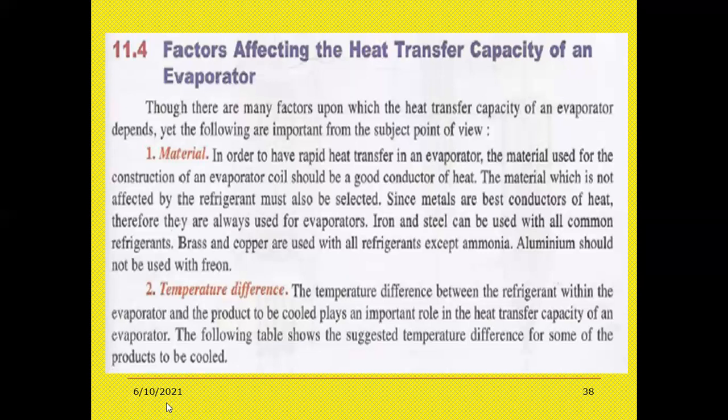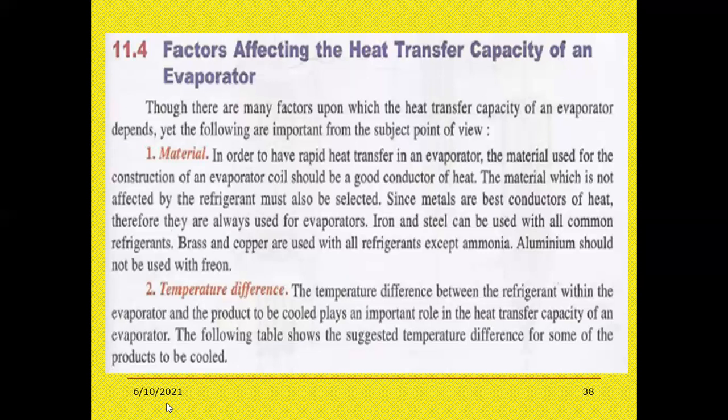Next one. The material which is not affected by the refrigerant must be selected. So the second point is that the refrigerant you are using should not affect the material. For example, if you are using a steel water bottle and pouring water, or if you are using a copper bottle, which one gives a good result? In the same way here, the material which is not affected by the refrigerant must be selected.